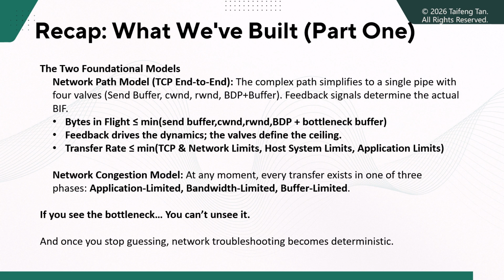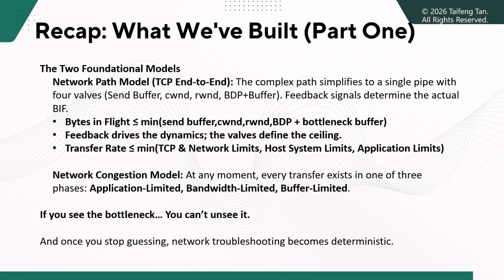The smallest of the 4 valves determines the maximum possible bytes in flight at any given moment. Send buffer, CWND, RWND, BDP plus bottleneck buffer. A 5th factor, feedback signals, determines how high bytes in flight can actually rise in reality. From application end-to-end view, transmission performance depends not only on the TCP pipe itself, but also on factors above TCP, namely host system limits and application limits.